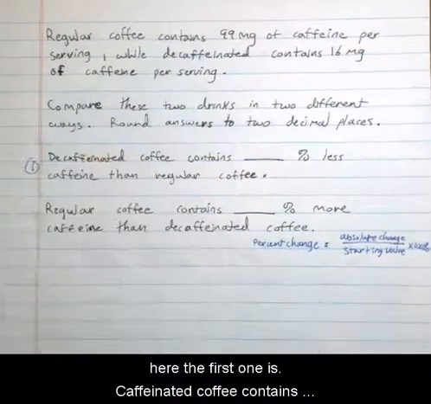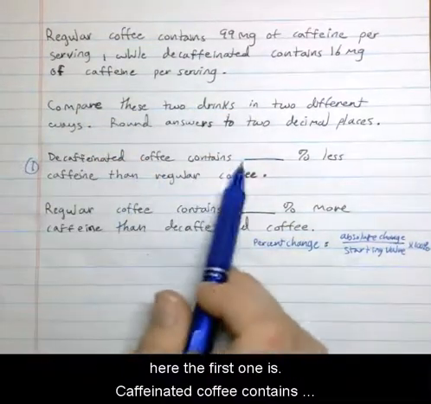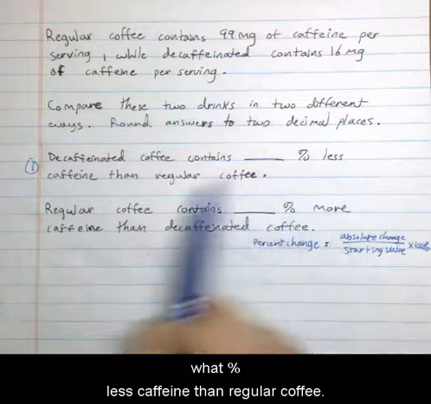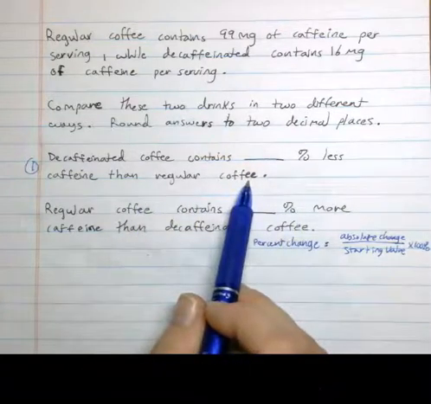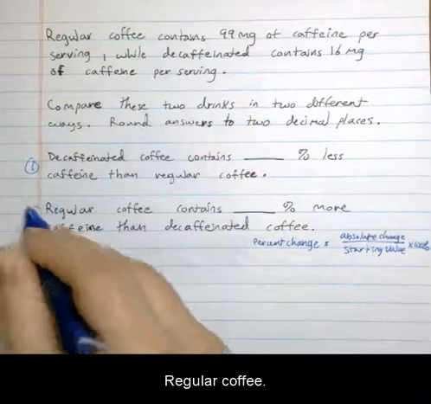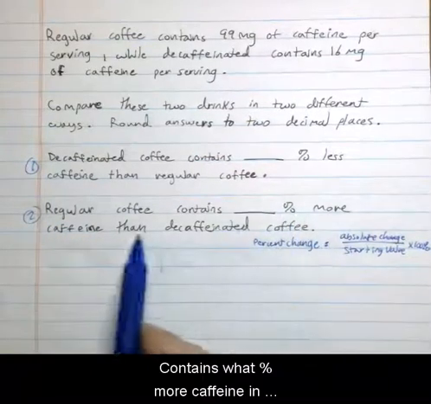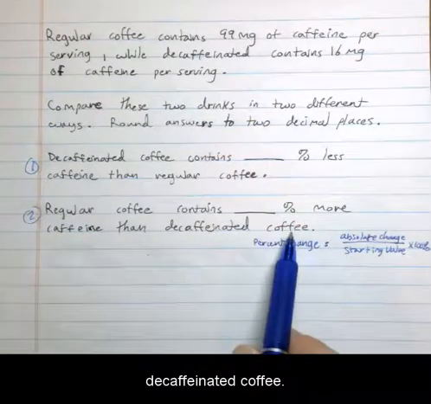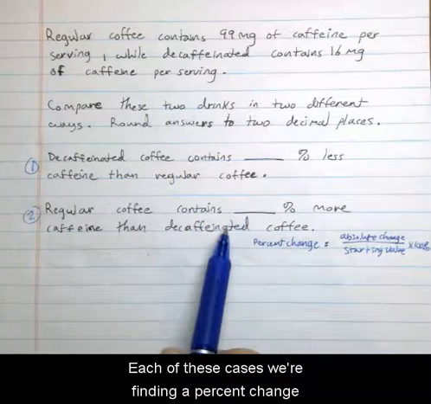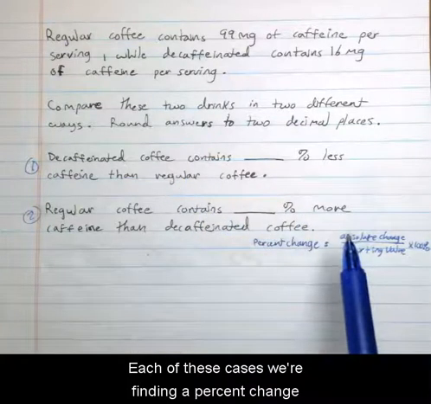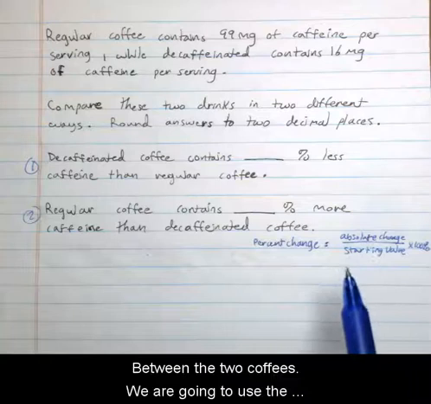The first one is decaffeinated coffee contains what percent less caffeine than regular coffee, and regular coffee contains what percent more caffeine than decaffeinated coffee. With each of these cases, we're finding a percent change between the two coffees.